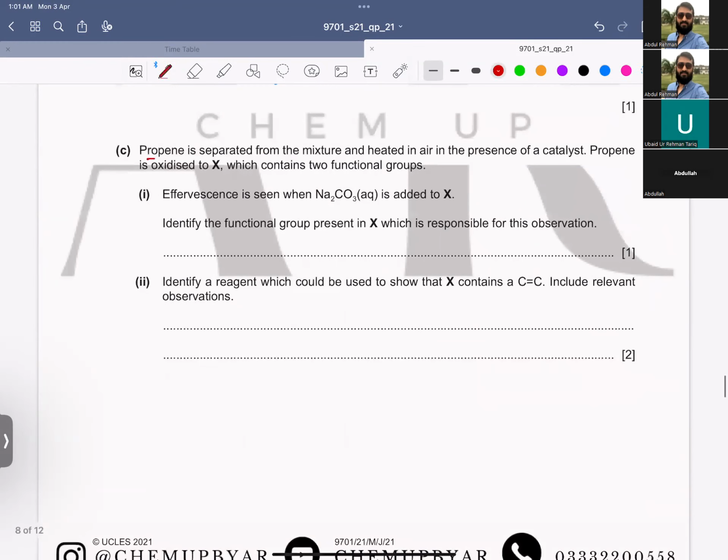C part. Propene is separated from the mixture and heated in air in the presence of a catalyst. Propene is oxidized to X, which contains two functional groups. Effervescence is seen when Na2CO3 is added to X. From this, what I can conclude about X is that X may have a carboxylic acid.